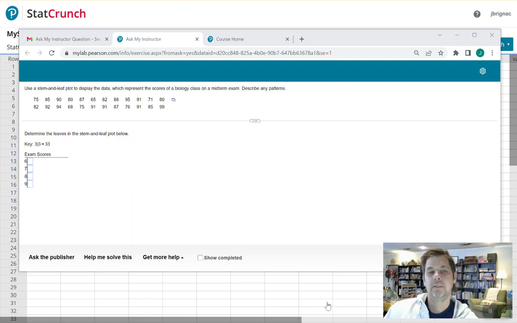Well, greetings everybody. I would like to solve this problem on my math lab that says use a stem and leaf plot to display the data.